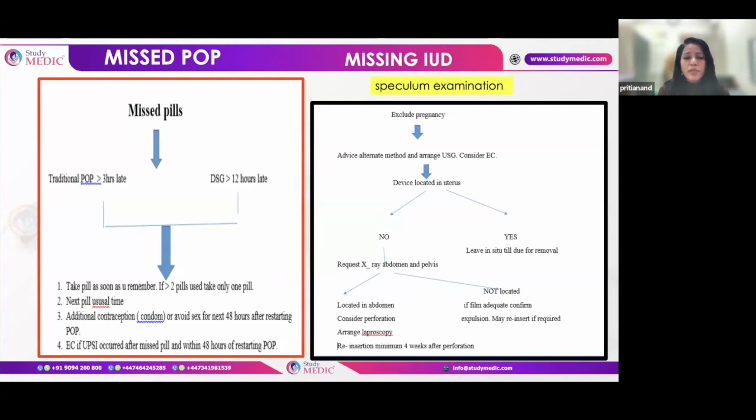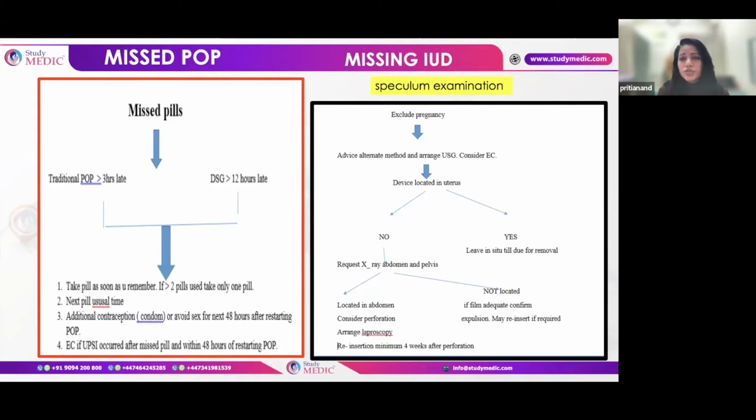Missing of POP pills is again important because it has a very small window period of 3 hours for traditional pills and 12 hours for desogestrel pills. Again, if anything happens after that, then you have to tell the patient to take the most recent missed pill, rest of the pills at usual times, and use additional contraception for the next 48 hours. And if there has been UPSI after missing of pills or within the first 48 hours of starting a new pill, then additional emergency contraception needs to be given.